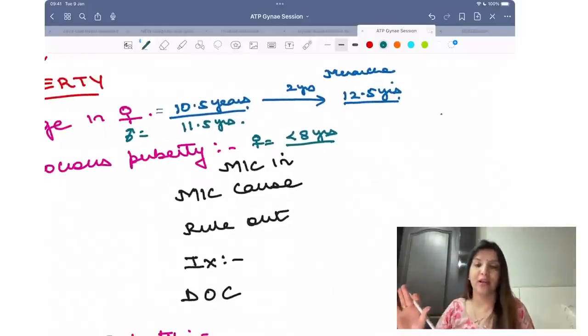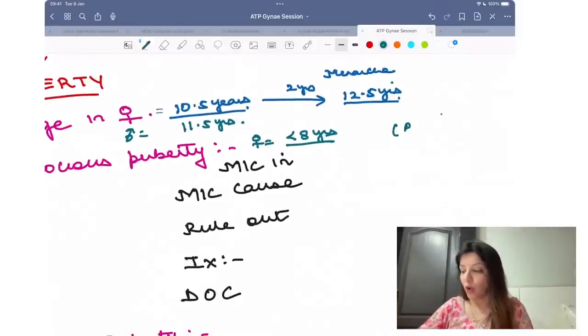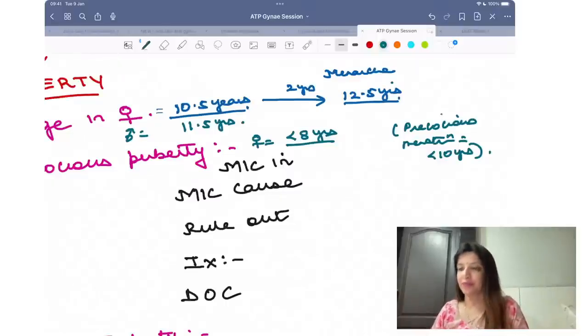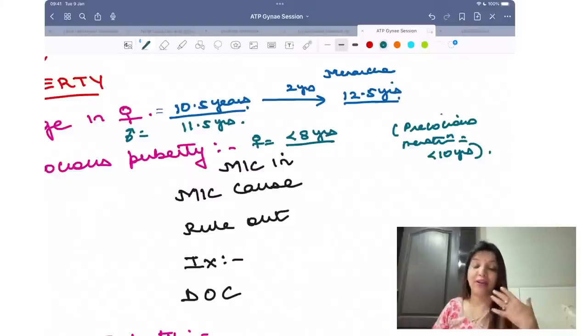I will be providing the annotated PDF, don't worry. What is precocious menstruation? Precocious menstruation is when menstruation happens at less than 10 years, right? When menarche happens at less than 10 years, that is precocious menstruation.